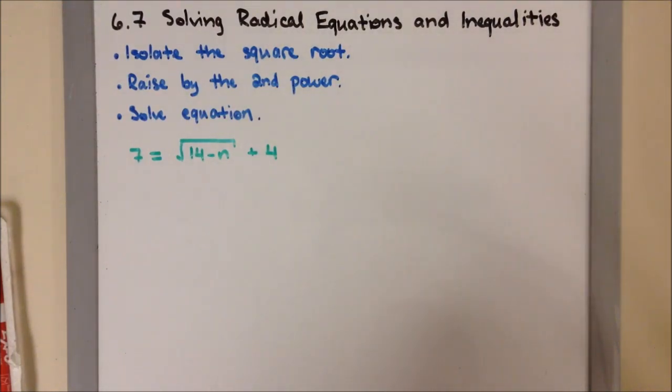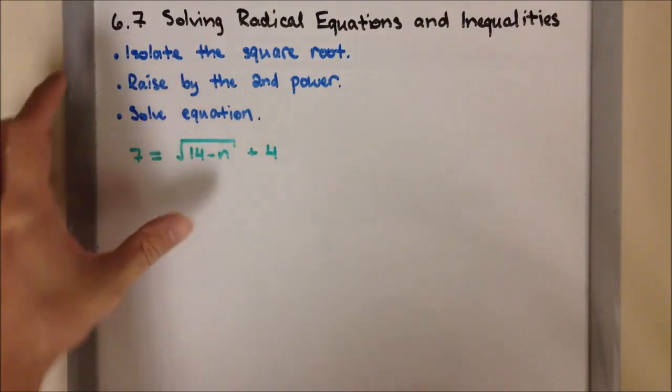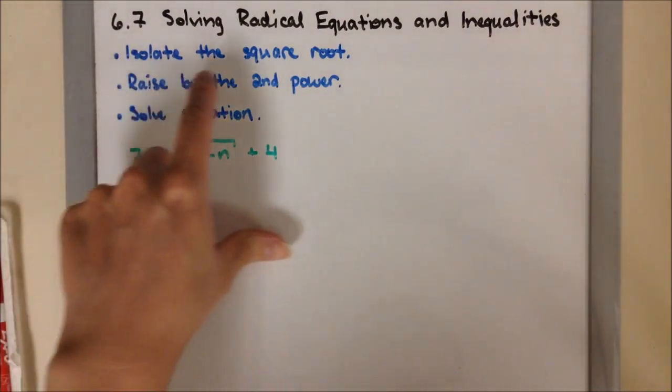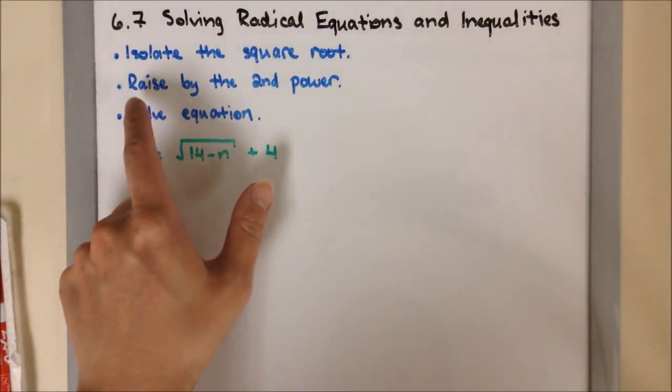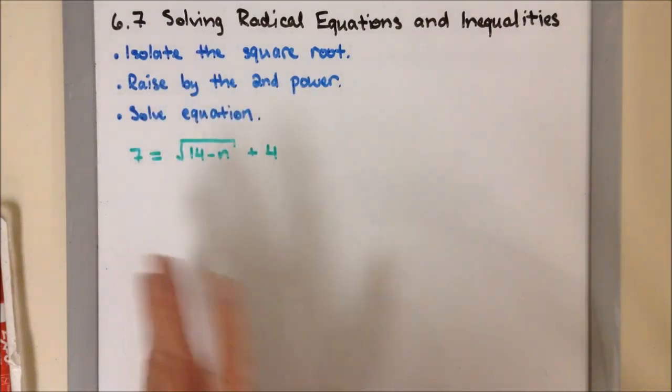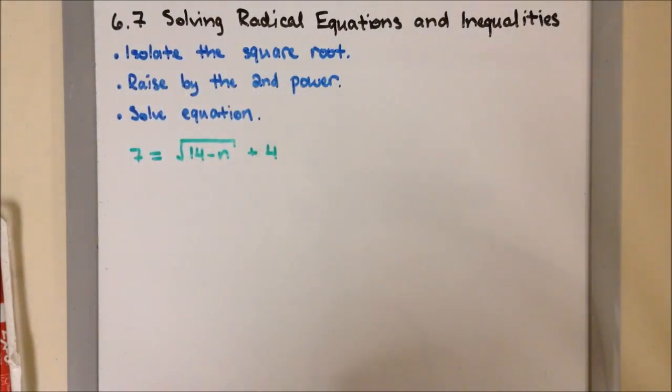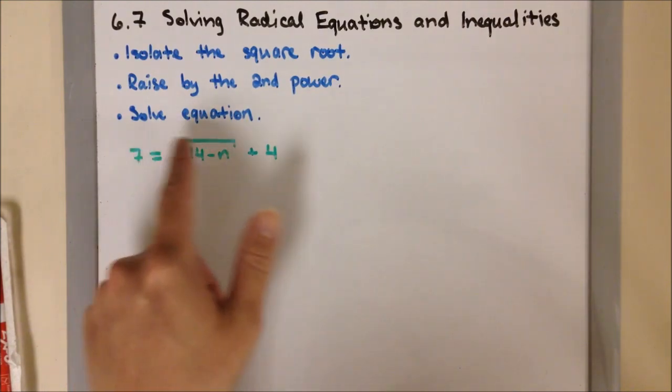Here are some directions when it comes to solving square root equations. First, isolate the square root, meaning no numbers in the front or behind. Afterwards, raise both sides by the second power. Again, raise both sides by the second power. Afterwards, solve the equation.